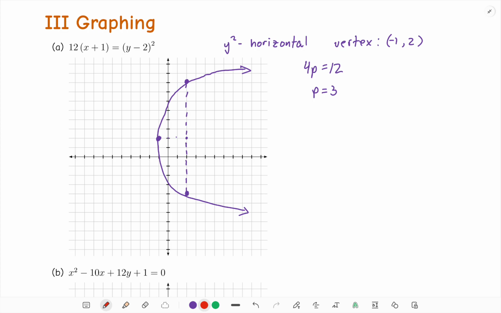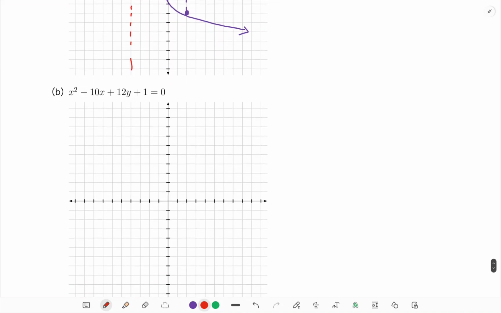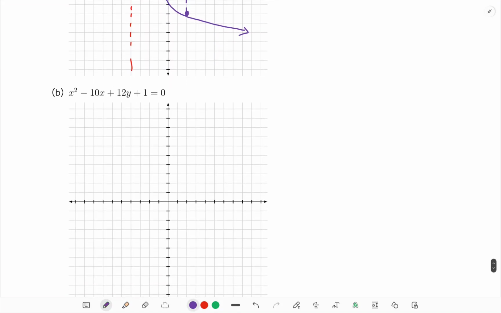And just for fun, I know the directrix is right here because it's 3 units in the opposite direction. And again, the focal diameter and the directrix should be parallel, which they are. Now for part B, I'm hoping you realize it's the same as part B in example 3. So that means we've already simplified this to x minus 5 squared equals negative 12y minus 2.